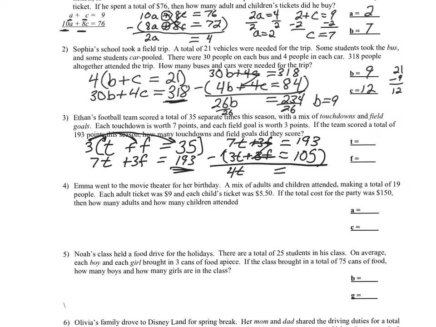193 take away 105 is 88. And so I take both sides and I divide by 4. And that gives me 22. That's the number of T's, or touchdowns. So they got 22 touchdowns.